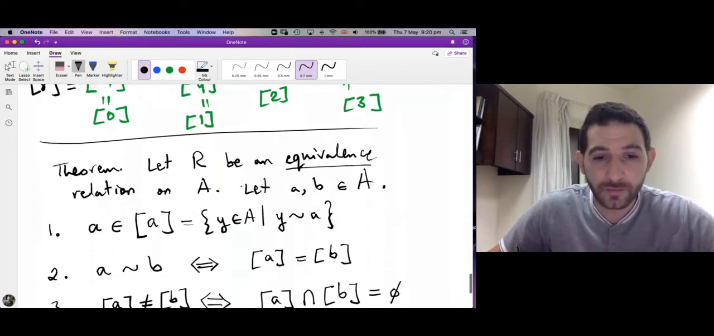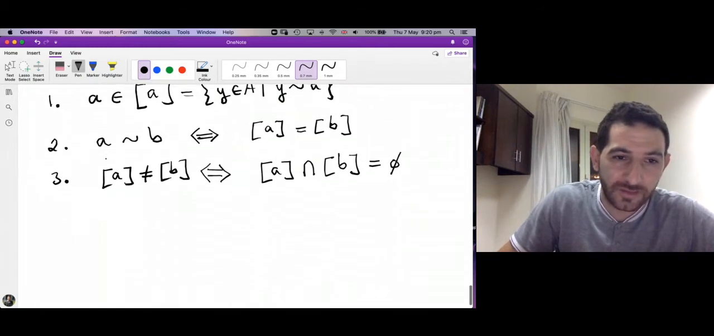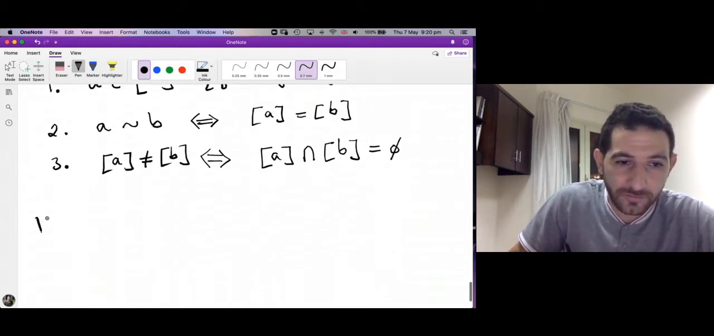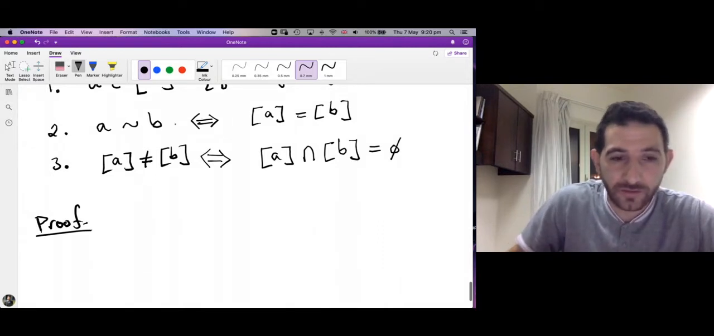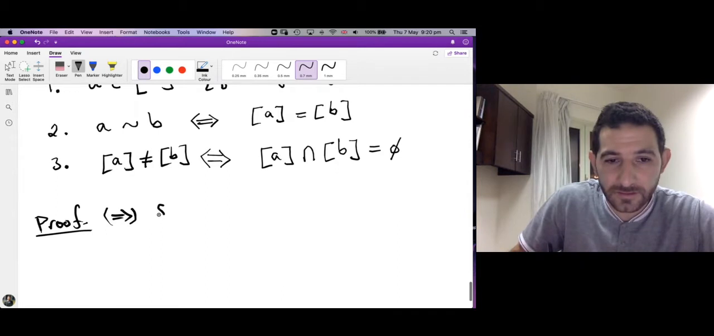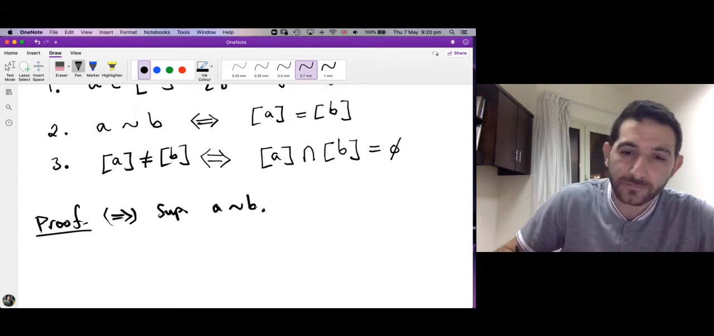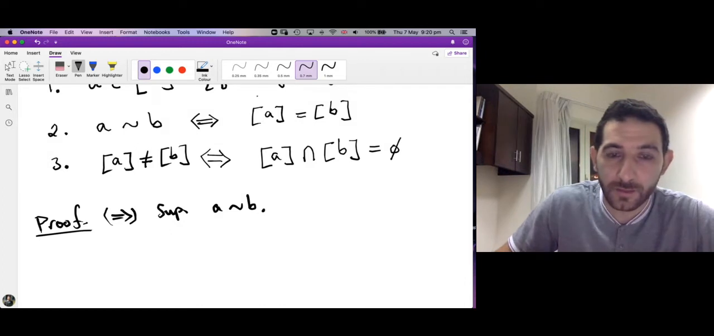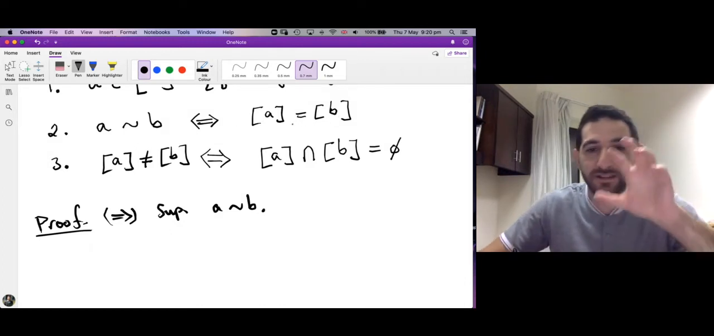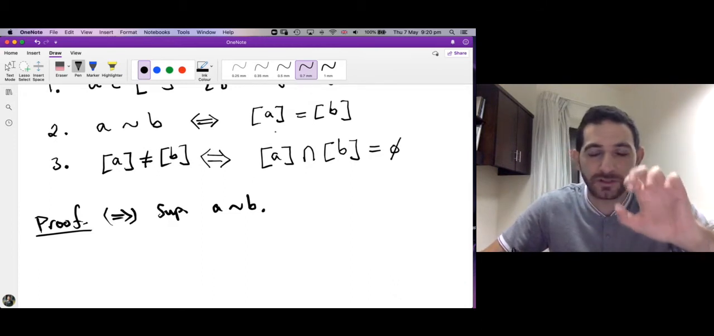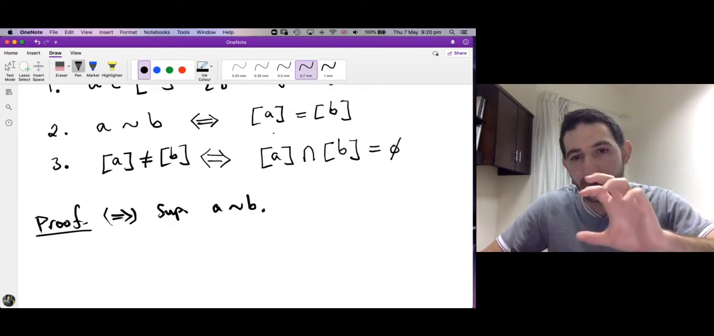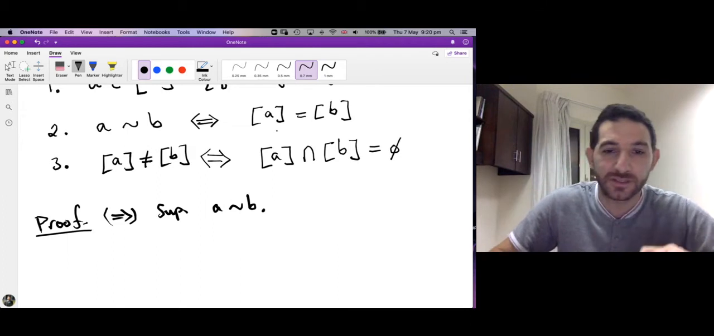Okay, I'll prove with you. We proved the first one. Let's prove the second. So we want to show the forward direction. Suppose a is related to b. We want to show that the equivalence class of a is equal to the equivalence class of b. So these are sets. We show sets are equal by showing that one is a subset of the other and the other is a subset of the first.